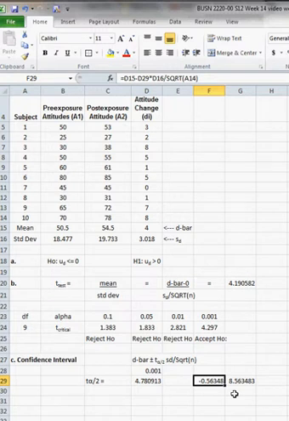Okay, that's it for this segment. Let's go on to looking at the potential difference between not the mean, but the standard deviation, which we'll do in the third video.